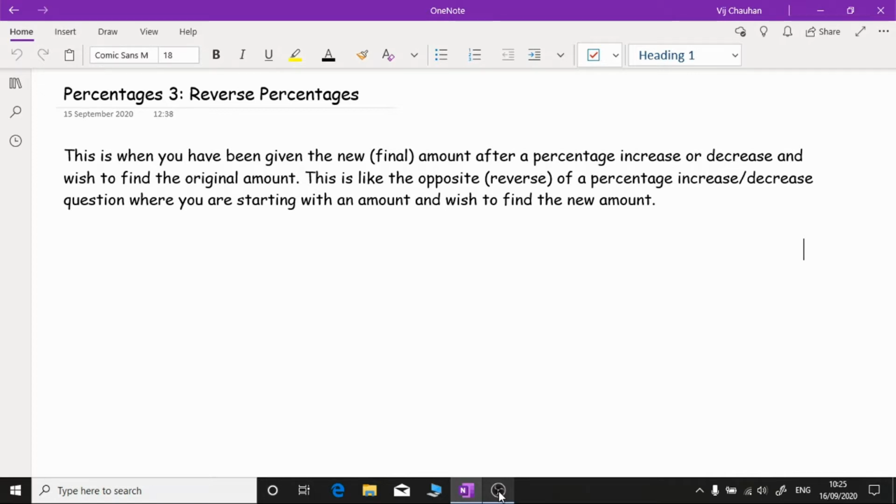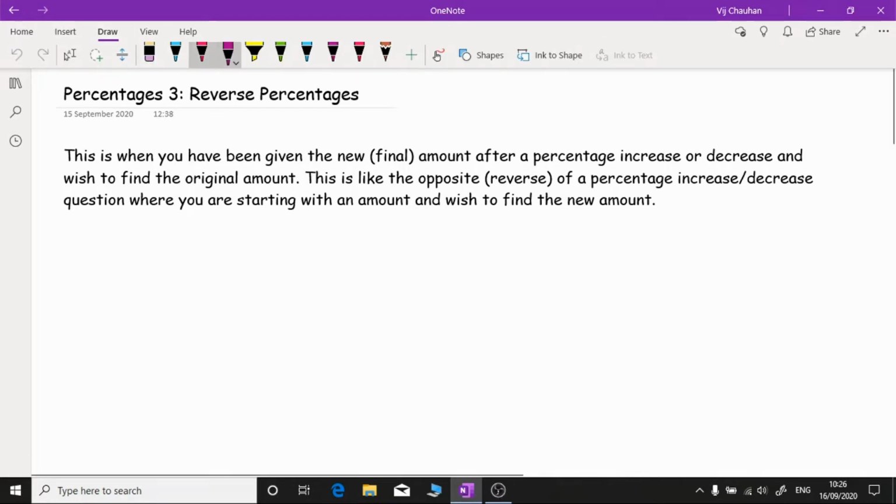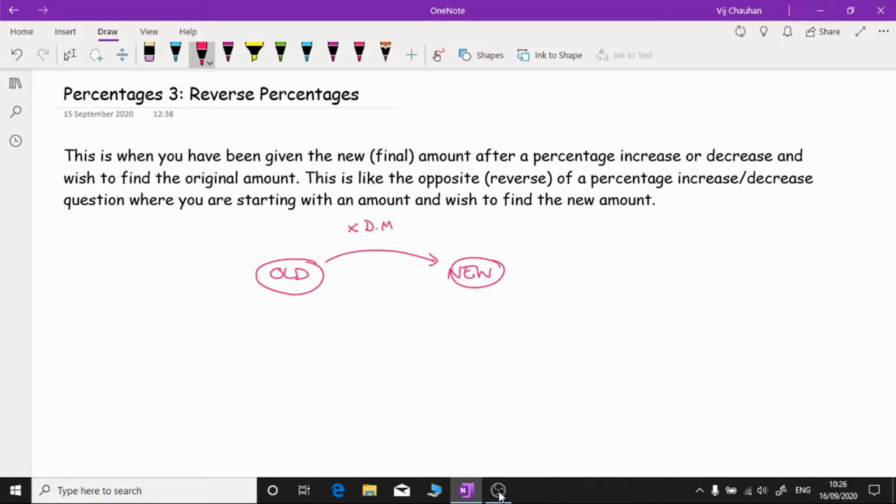So this is when you're given the new and final amount after a percentage increase or decrease and you wish to find the original amount. So it's like the opposite, hence the reverse, of a percentage increase decrease question, where you are starting with the amount and you wish to find the new amount. So to put that into context, if we've got the old amount and we've got the new amount, then to get from the old to the new, we simply multiply by the decimal multiplier after the increase or decrease.